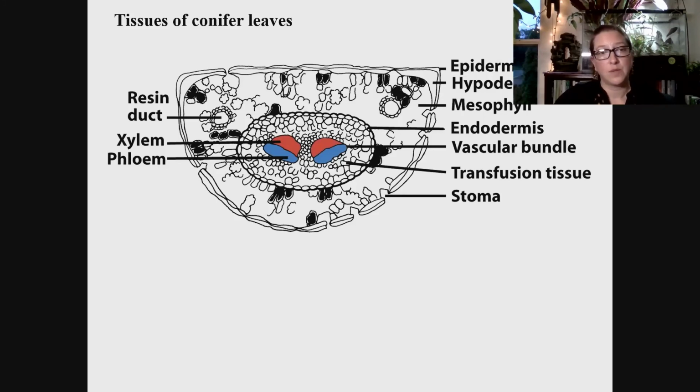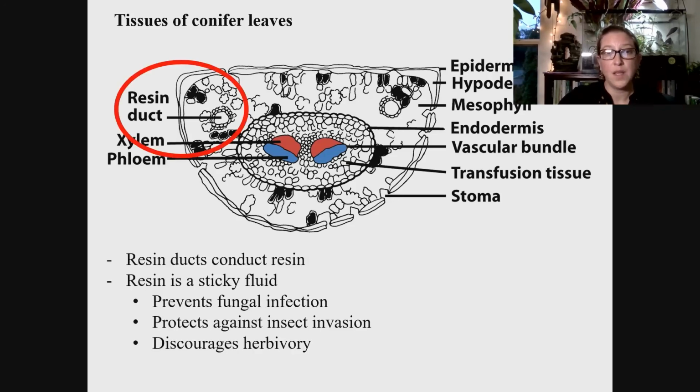You don't need to know terms on this. I just want to show you a different way of looking at the stomata. It shows you a stoma down there, so it's sunken. Another thing that conifer leaves have is resin ducts.